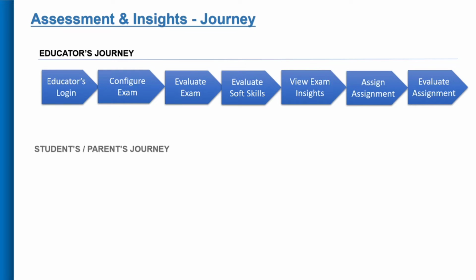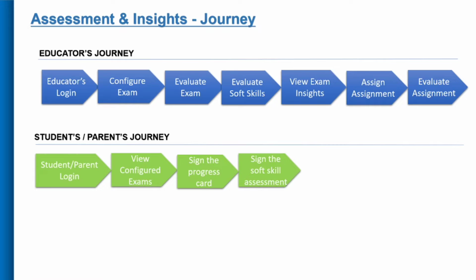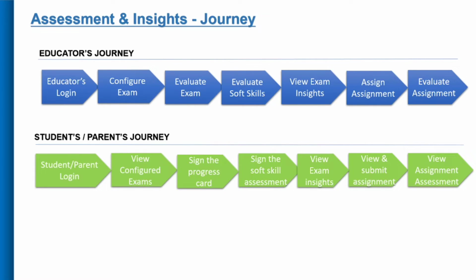Now I'm going to cover the student or the parent's journey. The student or parent login, they can view the configured offline exams for them. They can sign the progress card. So parent can sign the progress card. Parent can sign the soft skill assessment. They can view the exam insights. So once assignment has been assigned, they can view and submit the answer for the assignment. And finally, they can view the assignment assessment.